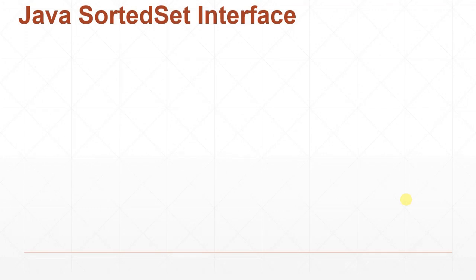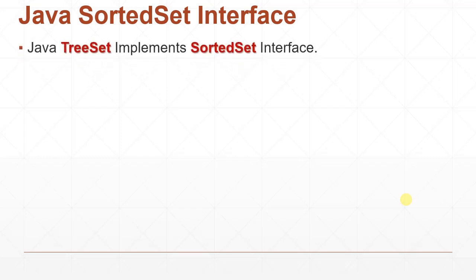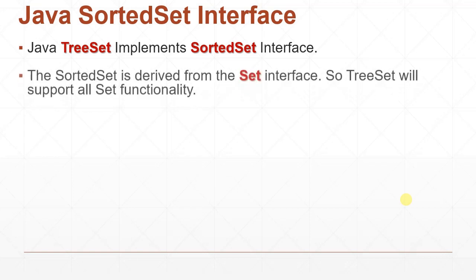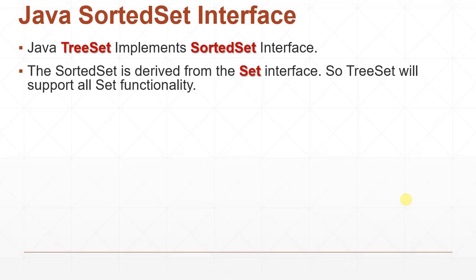So first let us look at Java's SortedSet Interface. Java TreeSet implements SortedSet Interface. The SortedSet is derived from set interface. So since TreeSet implements SortedSet interface, we can access all the set functionality in TreeSet. So we will get the functionality of SortedSet as well as set in the TreeSet implementation.